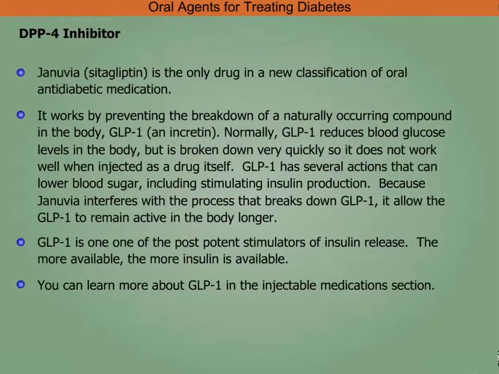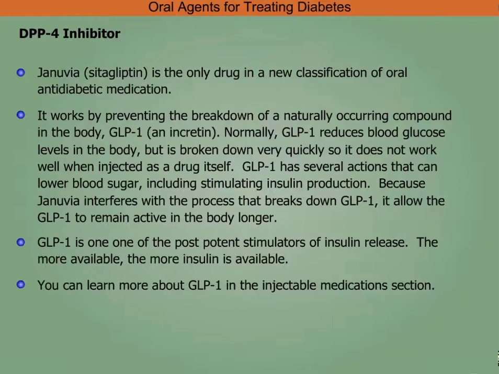DPP-4 inhibitor. Januvia is the only drug in a new classification of oral antidiabetic medication. It works by preventing the breakdown of a naturally occurring compound in the body, GLP-1. Normally, GLP-1 reduces blood glucose levels in the body, but is broken down very quickly, so it does not work well when injected as a drug itself. GLP-1 has several actions that can lower blood sugar, including stimulating insulin production.